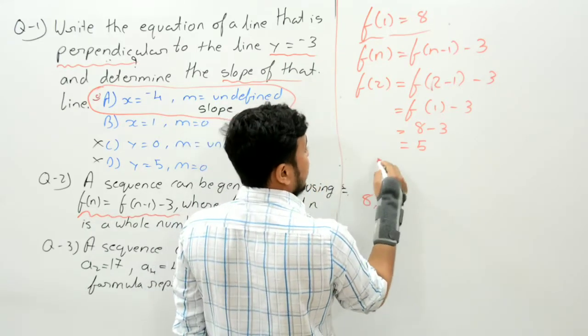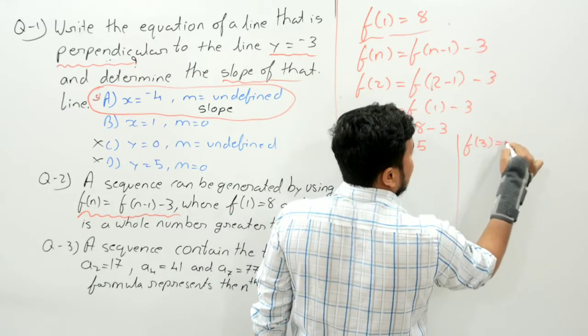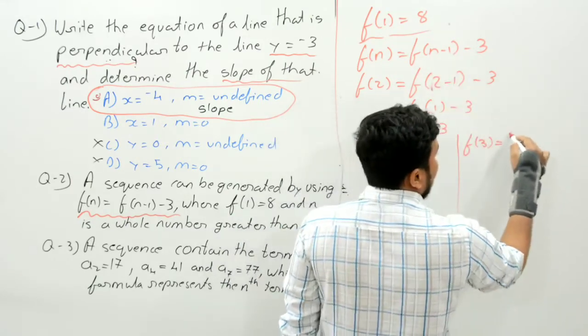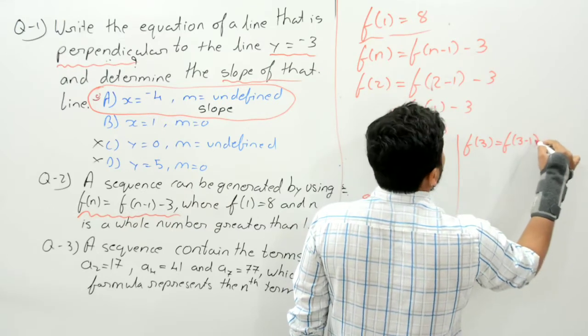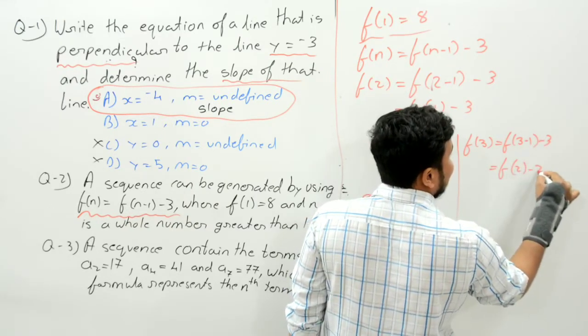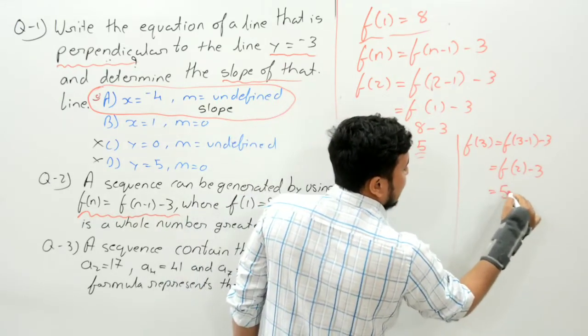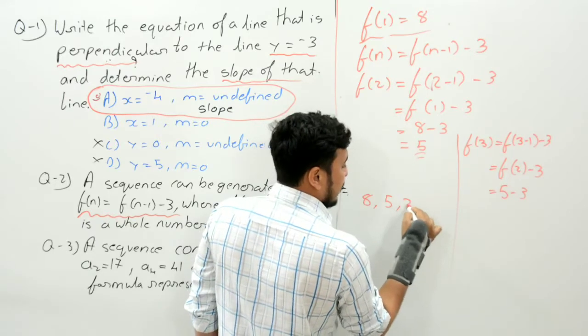Now the third term can be found as f(3). f(3) is equal to, we have to put n equals 3. f(3 minus 1) minus 3, that will be equal to f(2) minus 3. What is f(2)? f(2) is 5, that is 5 minus 3, and that is equal to 2.